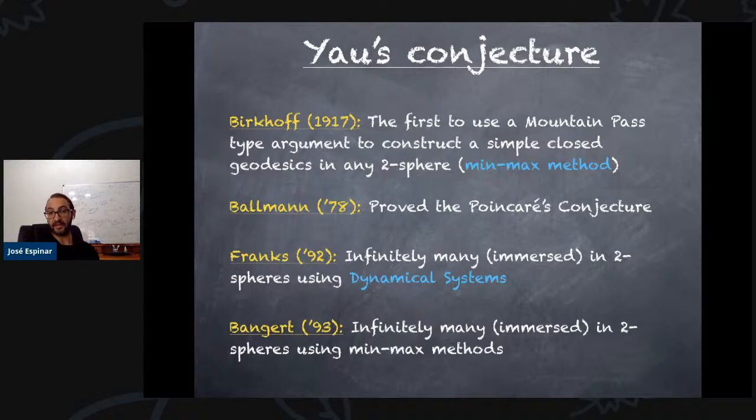Then Franks proved that we do have an infinite number of them, immersed, using dynamical systems. It's interesting that these are two different approaches to the same problem: minimax and dynamical systems.